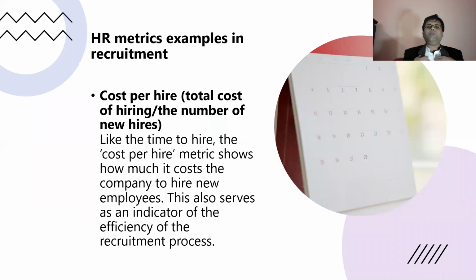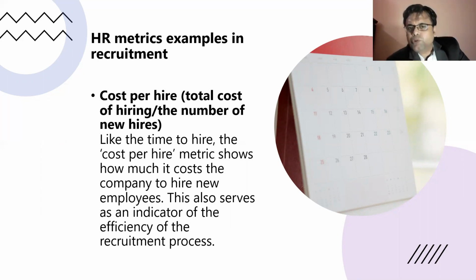Next, we'll be discussing another metric related to recruitment: cost per hire. That is how much cost is required to hire a particular person. How do we identify it? Total cost of hiring divided by the number of new hires. Say, for example, we have spent 10,000 rupees on a hiring event and we have hired 10 people. So what is the cost per hire? 1,000. Simple formula. The total money we spend in the recruitment process divided by the number of people hired gives the cost per hire.